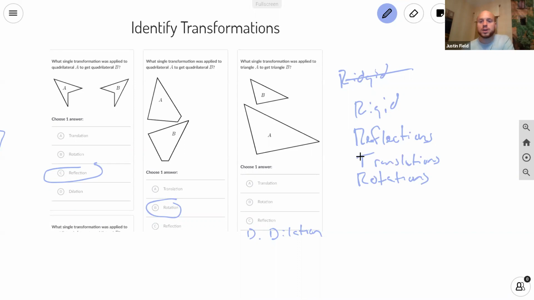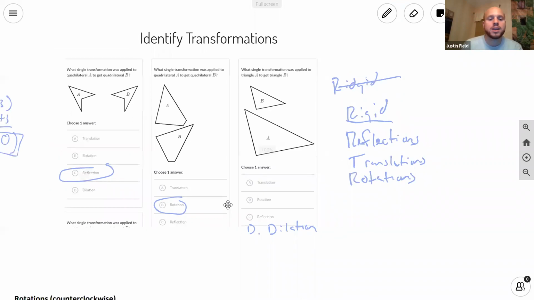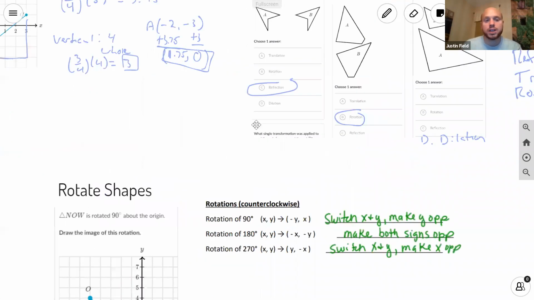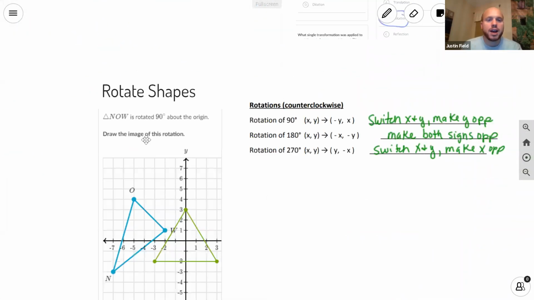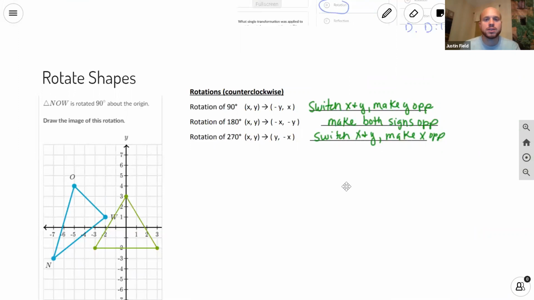And those are called rigid because the shape is still congruent after the transformation. But then with the dilation, there's a size change, so that's not rigid. That would be non-rigid. Okay, now rotating shapes.